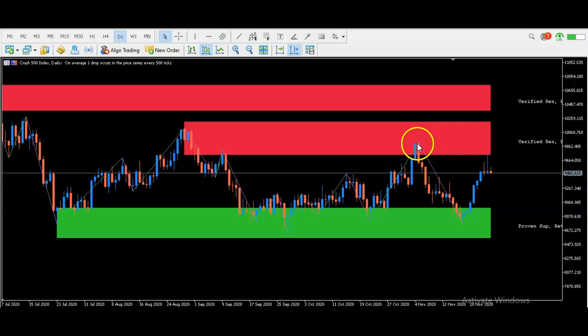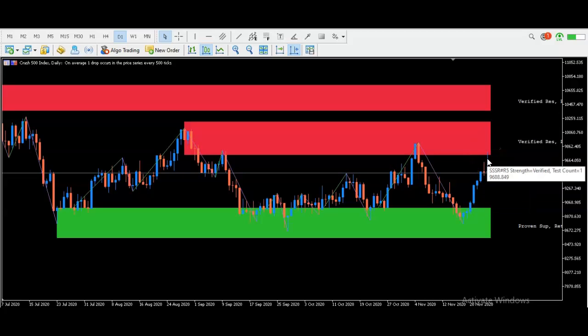But now it gave us what we call a double top, right? A double top in the sense that this has failed to make a new high, which means this old high is still holding as resistance. So price has failed, and look at the rejection we got right here. We got a bearish pin bar.